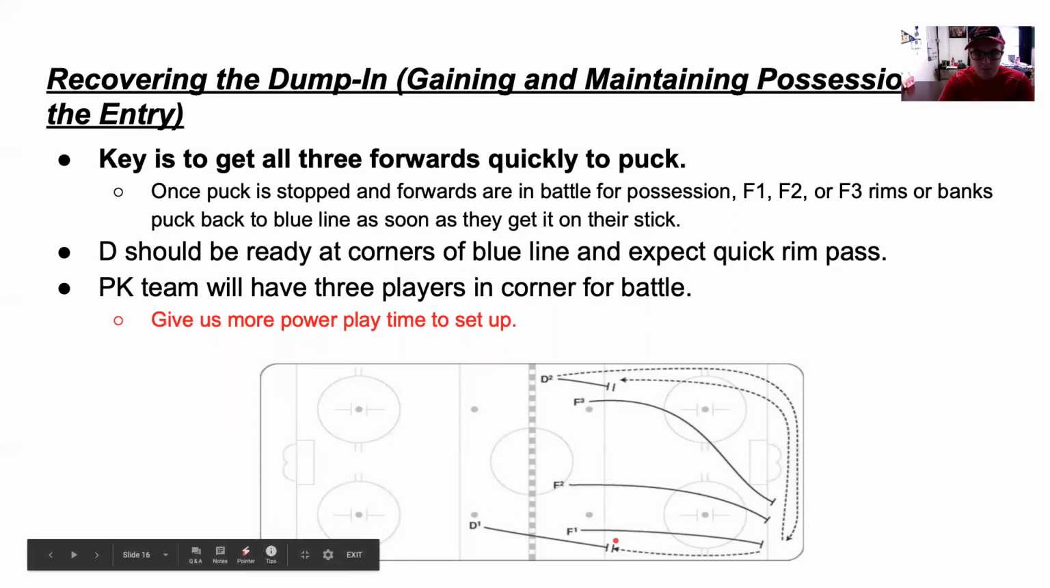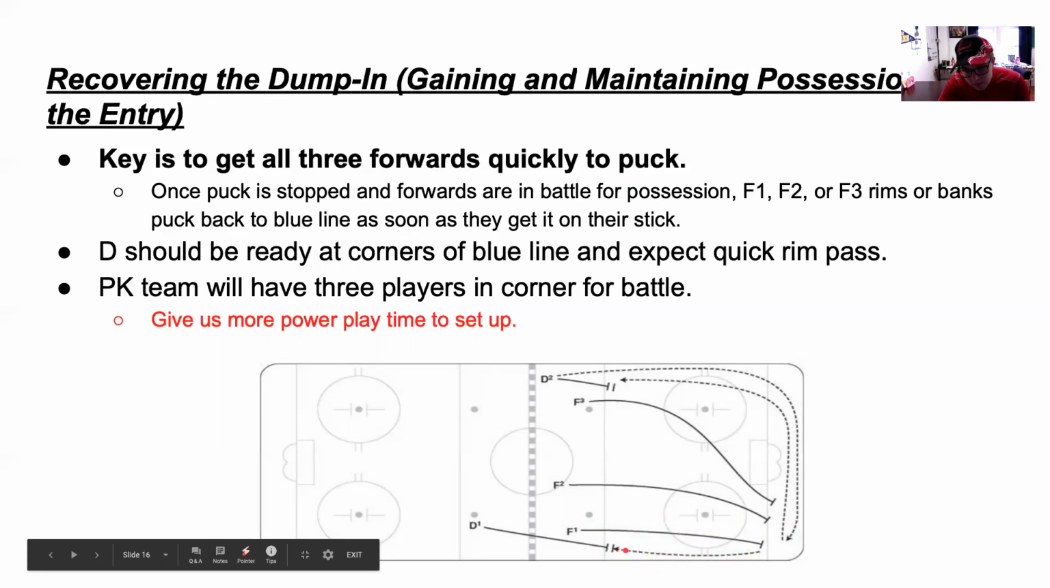So let's take a look. F1's going to come in. They're not going to turn. They're just going to keep skating with the puck, making that pass off the boards, they're going to keep going, but just bank it off the boards to D1. So D1's going to be ready to make a quick rim pass.